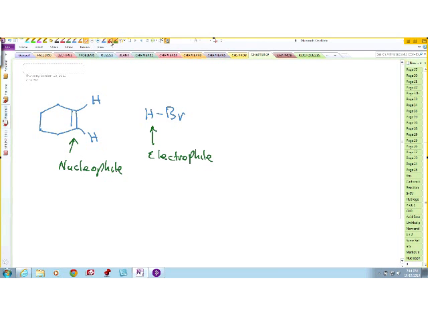So what will happen here? If I ask you to draw the mechanism, of course you have to show the arrow in which you are showing the movement of electrons. So this pi electron comes here, grabs this proton from hydrogen bromide. In so doing, hydrogen will release the bonding electrons to bromine. So we have this here.